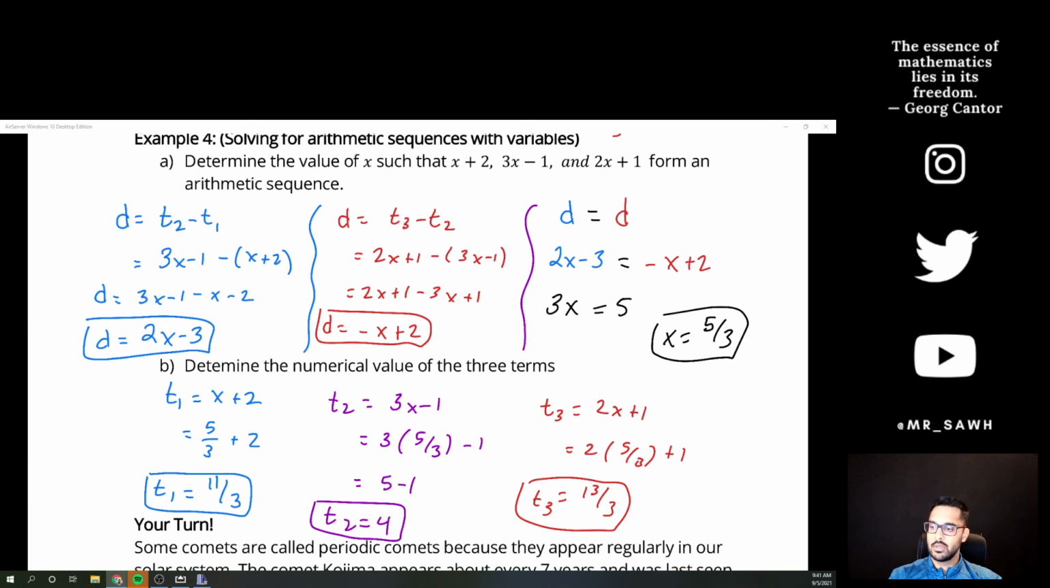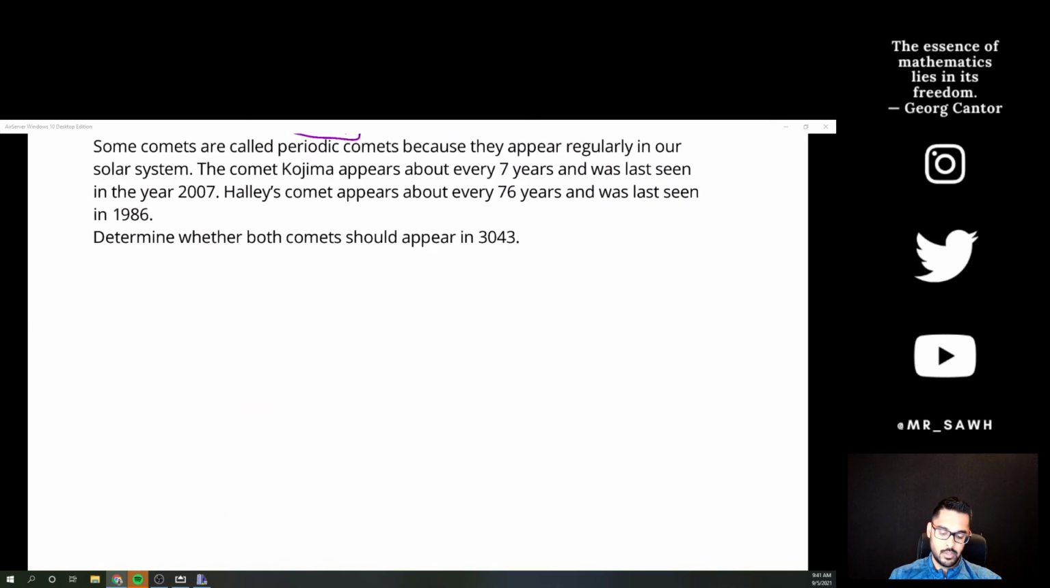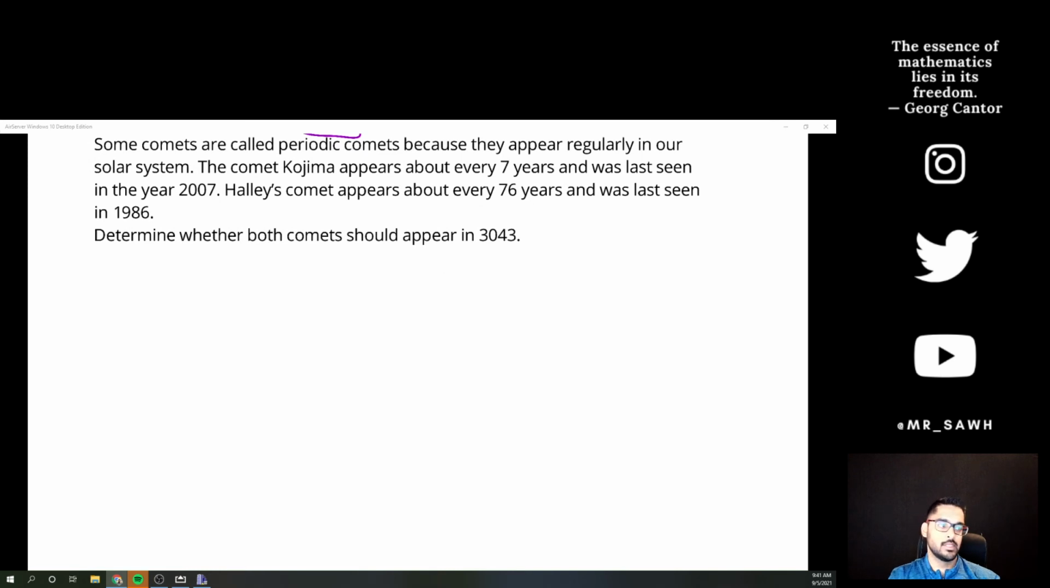Okay, the last one on here before we come to a close talks about comets, in some of their sequences and patterns that happen. So some comets are called periodic comets because they appear regularly in our solar system. Comet Kojima appears every 7 years. It was last seen in 2007. Halley's Comet, or Halley's Comet, I don't really know how you say it, one or the other, appears every 76 years, last seen in 1986. Determine whether or not both comets should appear in the year 3043.